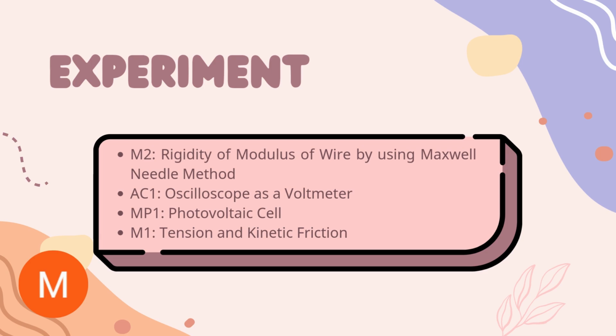First, M2, which is rigidity modulus of wire by using the Maxwell-Lepetit method. Then SC1, oscilloscope as a voltmeter, MP1, photovoltaic cell, and one tension and kinetic fixture.